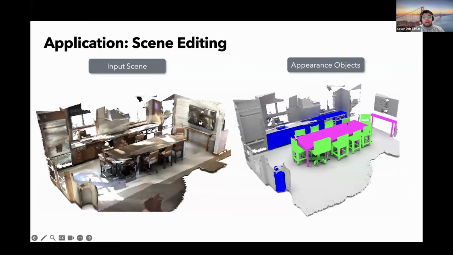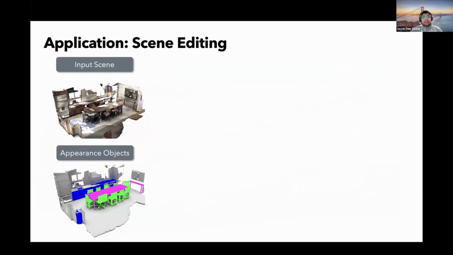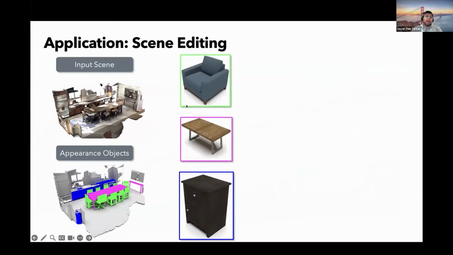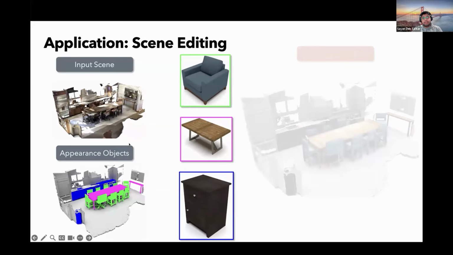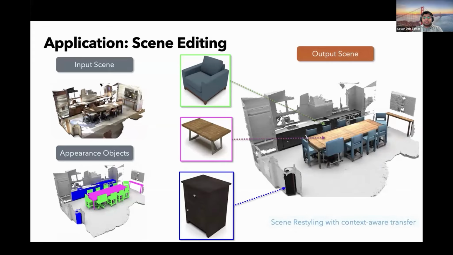So you can see the chairs in green, the tables in blue, these things in pink, and these things in blue. Now that you have these objects, the idea is: can you stylize them, or can you have appearance transfer from a different object? So what we do is we try to restyle the chairs in the style of the sofa, the table in the style of this table, and the garbage bin here in the style of this cabinet.